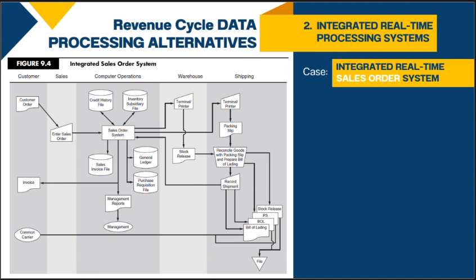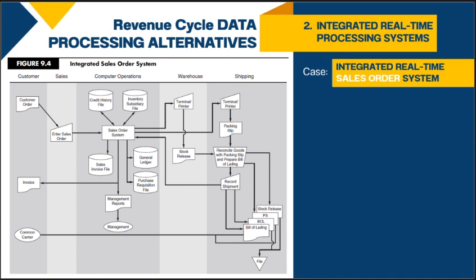So the first task is the system accesses the inventory subsidiary file and checks the availability of the inventory items requested. The system then performs a credit check by reviewing the customer's credit record in the credit history file. The credit history file contains information such as the customer's credit limit, current balance, date of last payment, and current credit status. Now, based on program criteria, the customer's request for credit is either approved or denied.